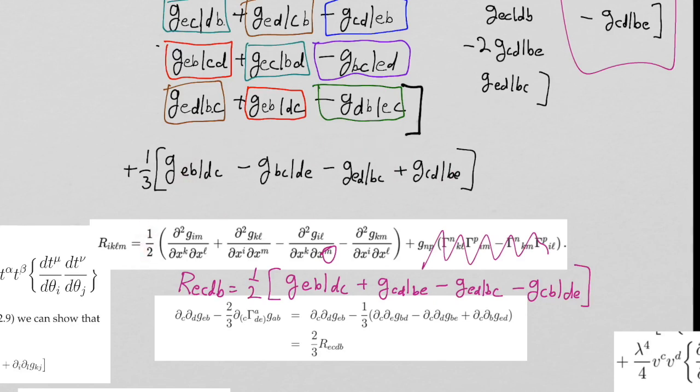Now what about the factors? Do we have all those right? The Riemann tensor is 1/2 times this. So if I multiply by a half out in front of it all, then I would have to multiply by 2, and then I would end up with equaling 2/3 RECDB, just like that. Okay, good.